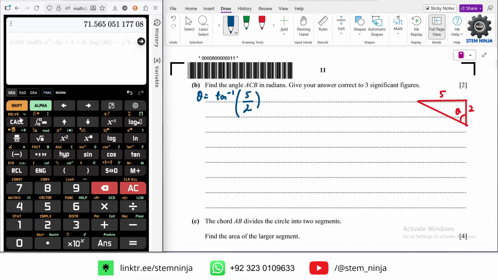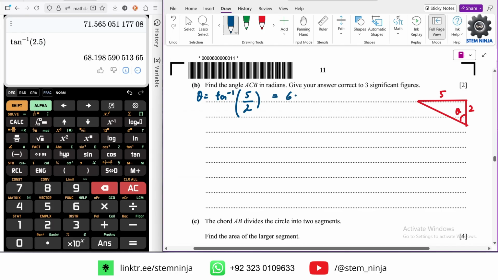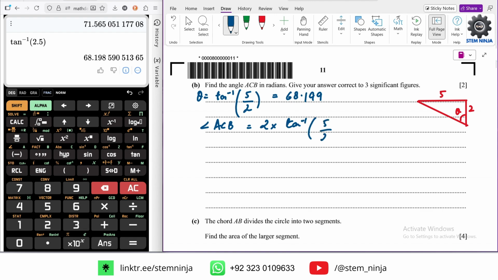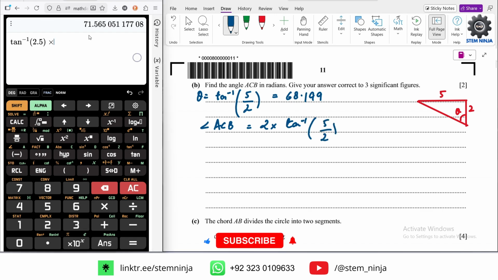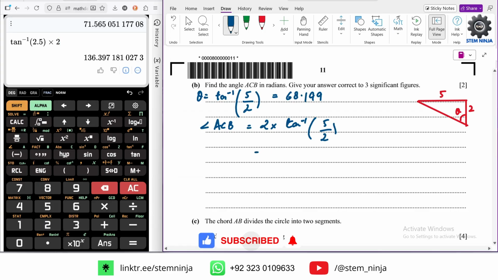So tan inverse of 2.5 is 68.199, and angle ACB is equal to 2 times tan inverse of 5 over 2. So you just simply multiply this by 2, you get 136.4.